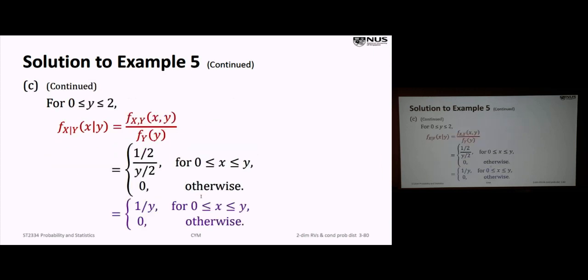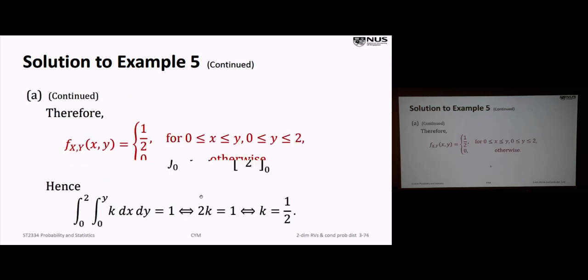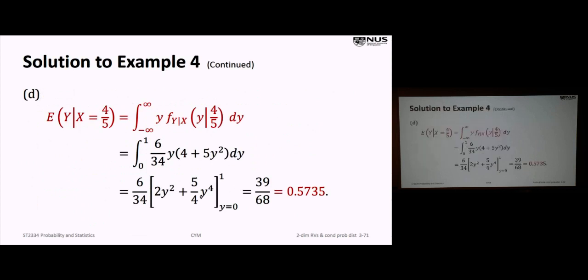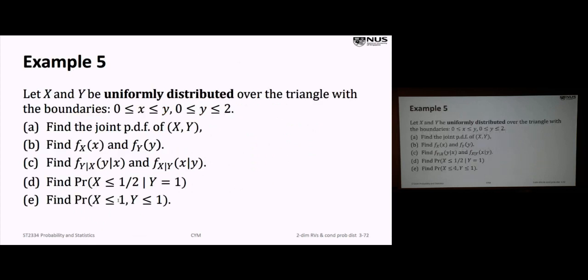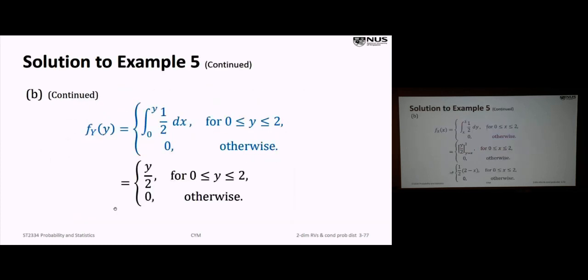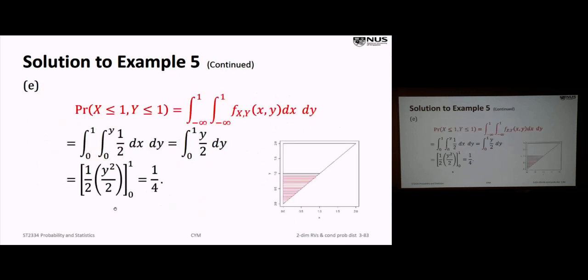Okay, and now we have to look at part E. Part E is almost done, very easy to do. Now I want to find the joint probability that x is less than or equal to 1 and y is less than or equal to 1. So this is the integral over this region of the joint PDF. Hopefully he's written down the region for us.